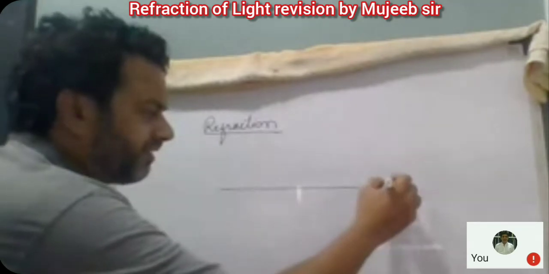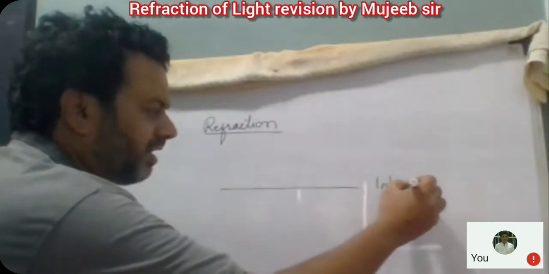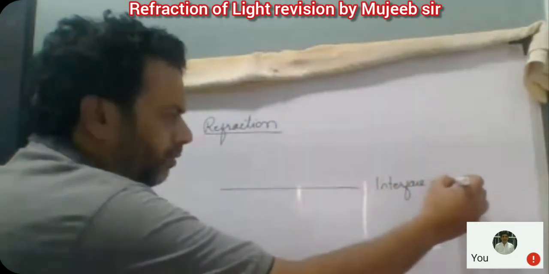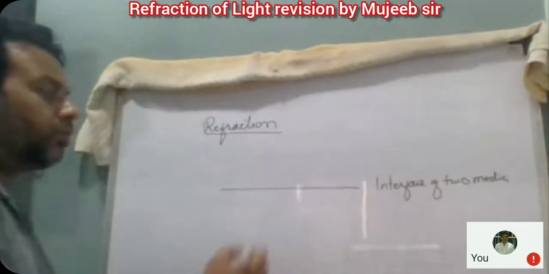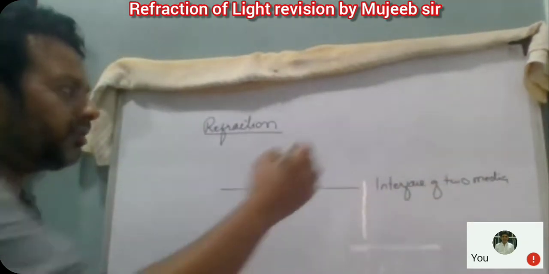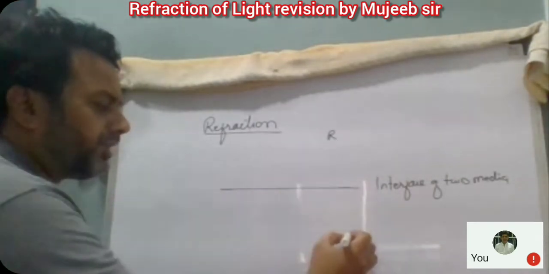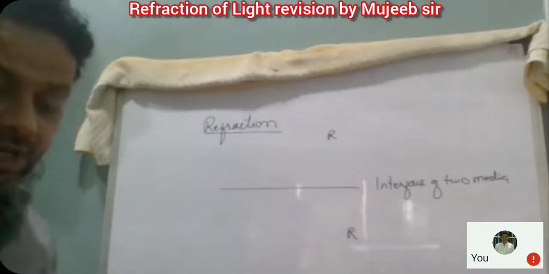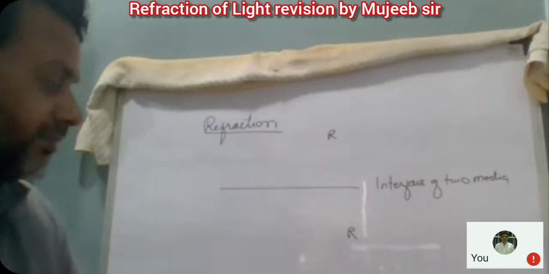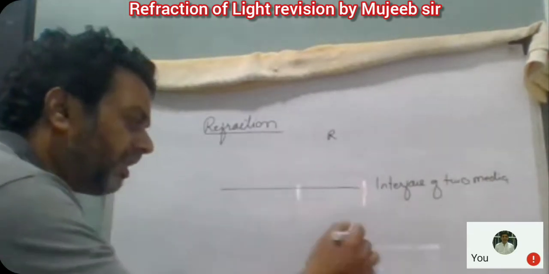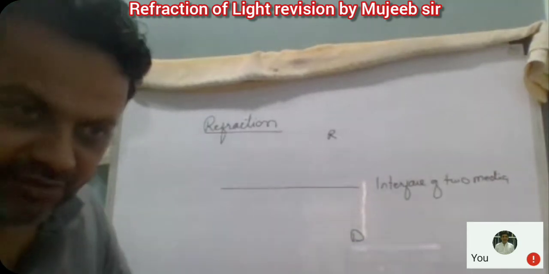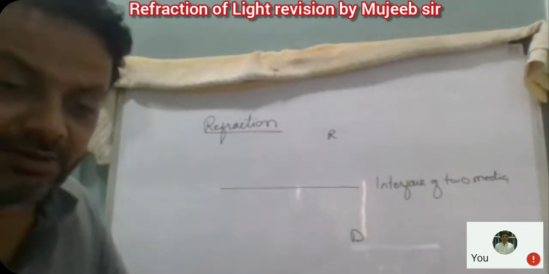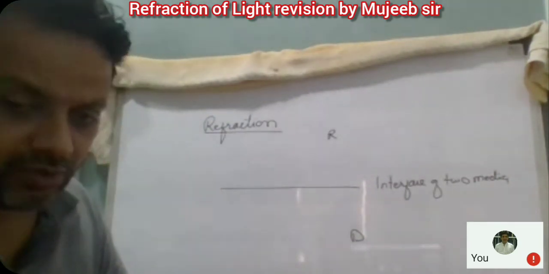Suppose this is the interface of two media. Interface of two media means the two mediums are separating each other. Suppose the upper medium is rarer medium, the lower medium is denser medium. You know what is meant by rarer medium and denser medium? Rarer medium is the medium in which light travels comparatively faster. Denser medium is the medium in which light travels comparatively slower.